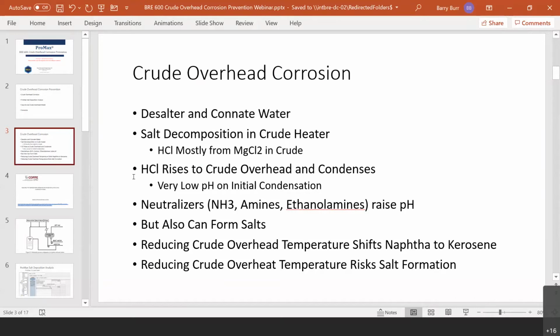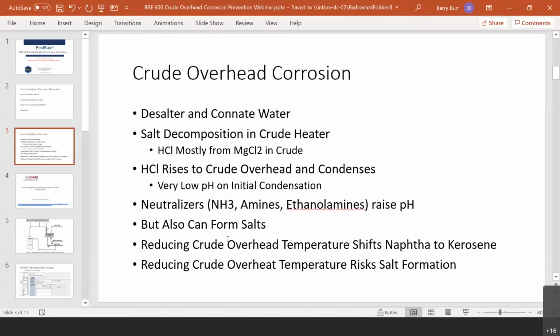But the problem is that salts will form. Ammonium chloride or an amine chloride or an ethanolamine chloride is likely to form, and it's in our interest to be able to calculate at what temperature these salts will form. As the concentrations of these acidic and basic species rise, it's going to induce salt deposition at even lower temperatures. But we want to calculate that and compare that with our operating overhead temperature, to make sure that our operating overhead temperature is higher than the salt formation temperature.